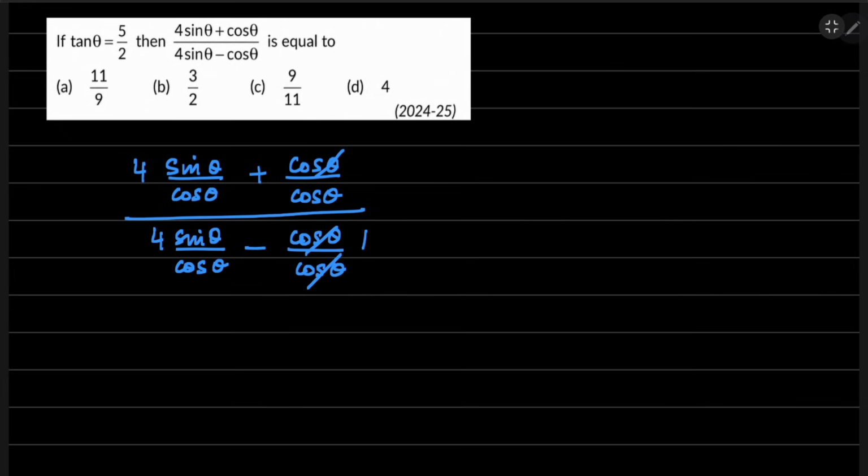So this is equal to 1, right? So this will be equal to (4 sin by cos is tan theta) 4 tan theta plus 1, divided by the denominator 4, sine by cos is tan, minus 1. So what is tan? It is 5 by 2.